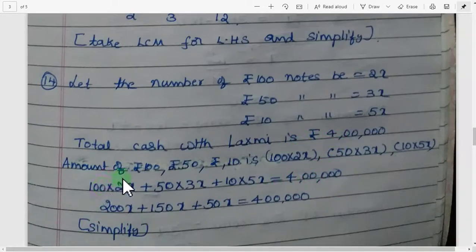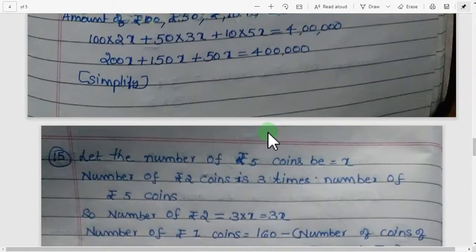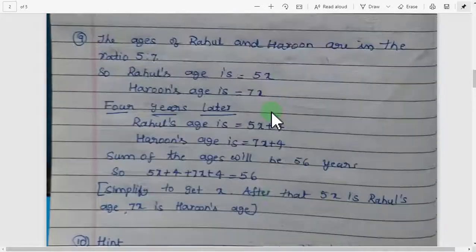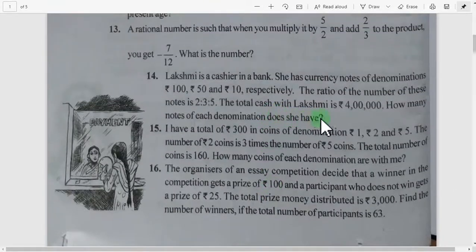So 100 into 2x is 200x, plus 150x, plus 50x is equal to 4 lakh. Add this. These three are like terms. You can add 200 plus 150, 350 plus 50, 400x. Then 400 you take to the other side and simplify. You'll get the value of x. After getting the value of x, you have to multiply x by 2, 3 and 5. You'll get the number of notes of 100, 50 and 10. 15th question and 16th question I have solved completely.